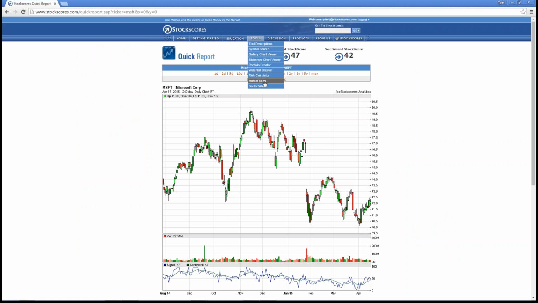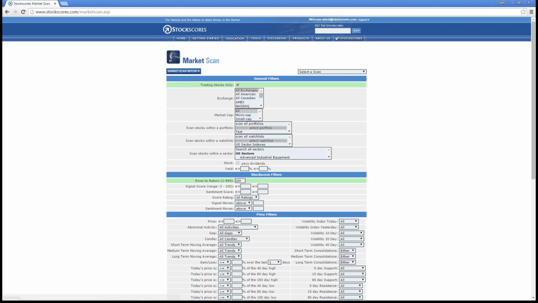I'm going to go to the market scan. I've logged into Stockscores already, and I've clicked on the tool menu and selected market scan, and it takes me into the market scan tool. Now I'm going to actually do scans at the end of the evening tonight. Right now I just want to give you an overview of the tool, so we won't go into the details of what we do just yet.